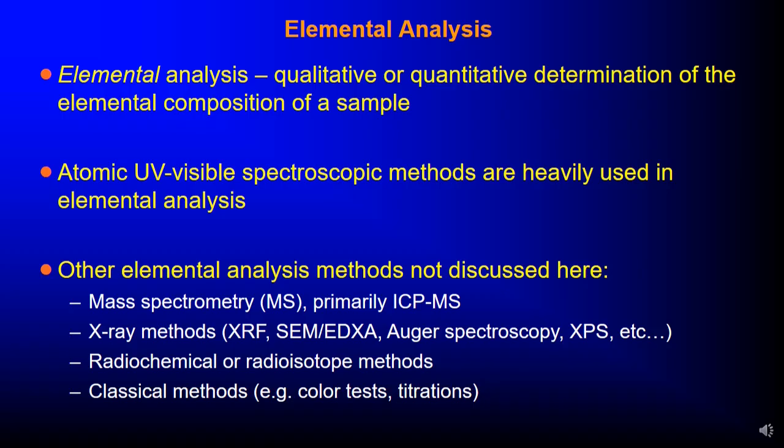The atomic UV visible spectroscopy methods are heavily used in elemental analysis. Other elemental analysis methods that are not discussed here are mass spectrometry. We have X-ray methods, we have radiochemical, we have classical methods.